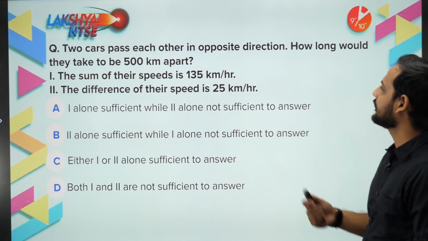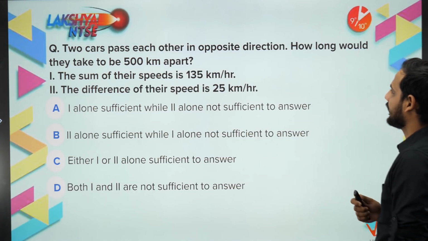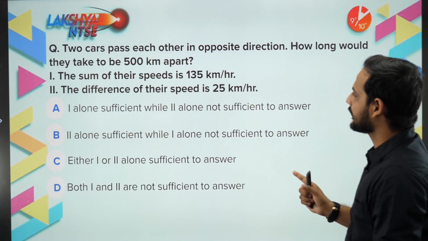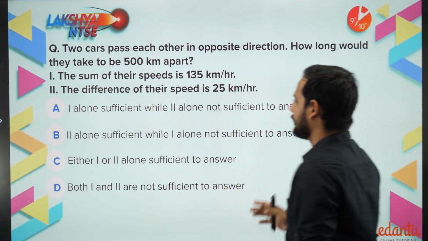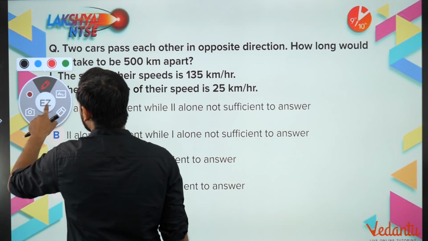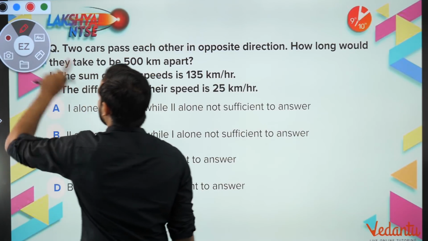Two cars pass each other in opposite directions. It's a very important question. How long would they take to be 500 km apart? For this, I will quickly tell you the concept of relative speed, and it is the same for all.